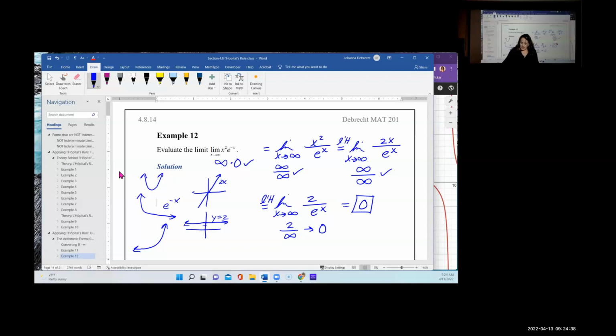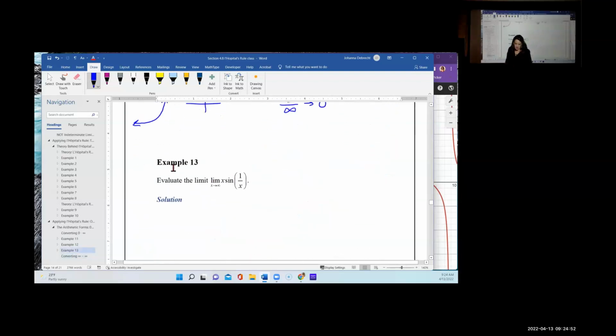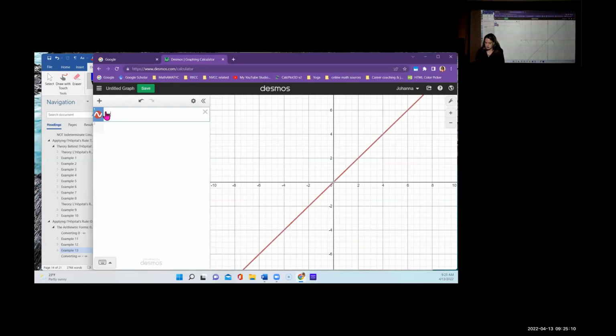Okay. Next thing we want to take a look at is the next example. This one is a little bit more challenging. This is x times the sine of 1 over x. So this is an interesting example. If we want to look at it and see what it graphs like, we have x over sine of x. Graphing is a good way to see whether or not it meets your expectation.